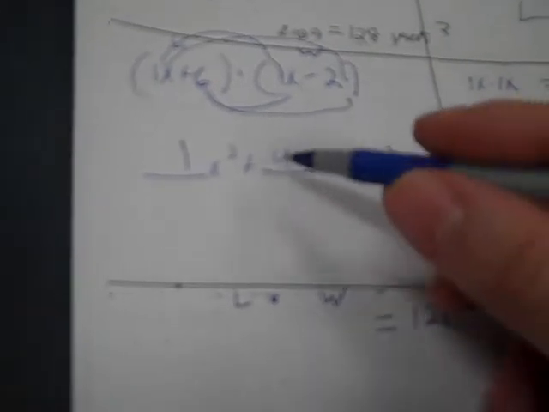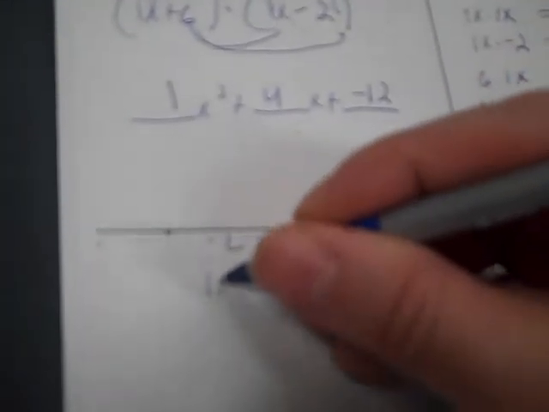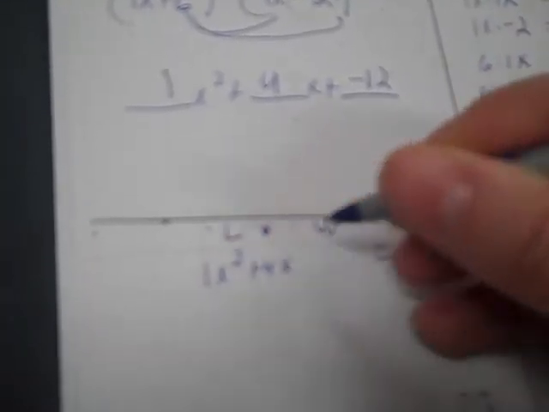So x squared, I have 1. This is what you should be doing up here, okay? And then we'll worry about down here later. Negative 2 plus 6 is 4, and then I put my negative 12 right here. So now that's my length times my width. It's 1x squared plus 4x plus negative 12.